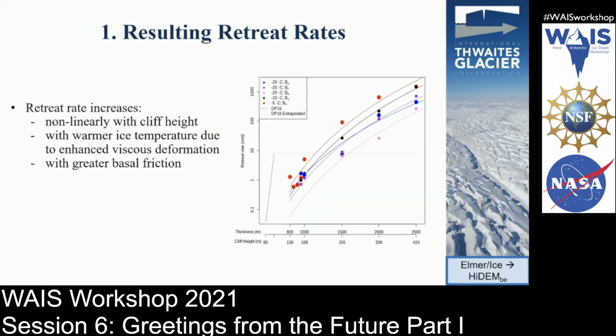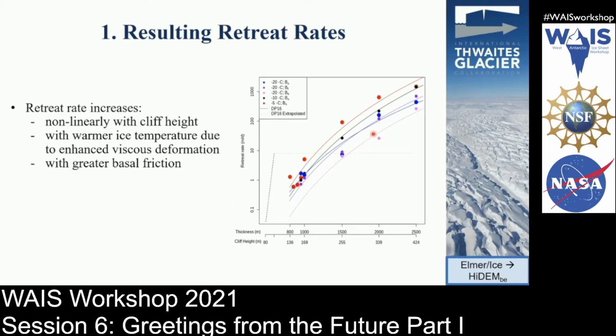Time to failure and retreat magnitude were found to scale with cliff height, and this leads to retreat rates that increase non-linearly with the height of these ice cliffs. We found that calving rates increase with warmer ice.